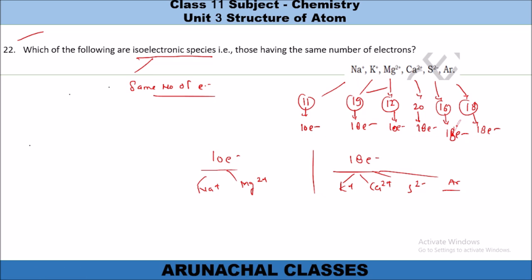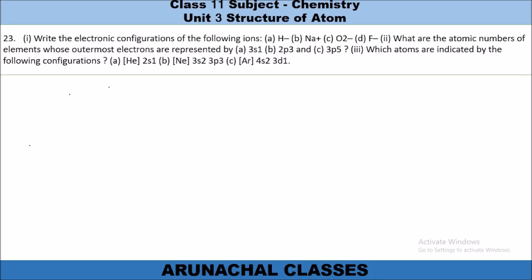Move to the next question, that is question number 23. Write down the electronic configuration for the following ions. The first one is hydride ion. Hydrogen has atomic number 1, so it has 1 electron. Now as it is hydride ion, 1 electron is added, so it will be 2 electrons, which means the configuration will be 1s2.